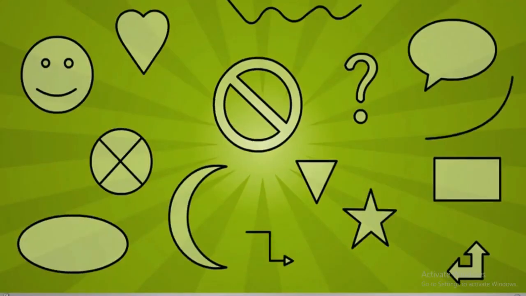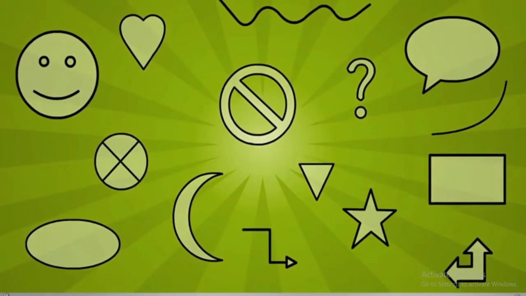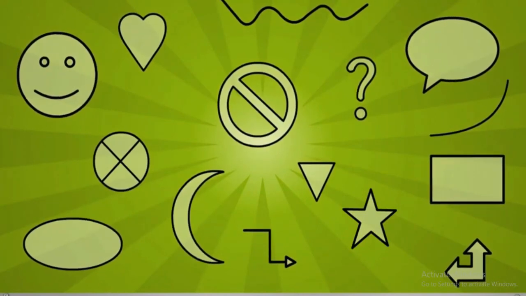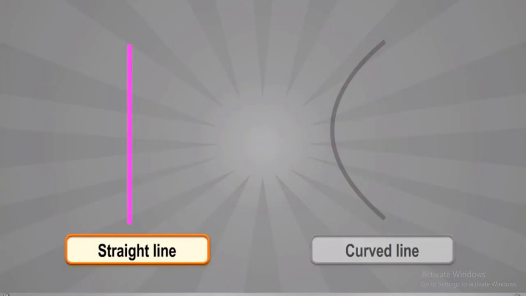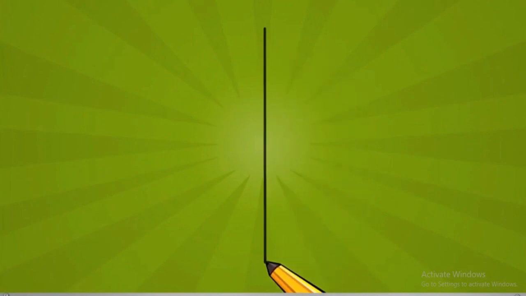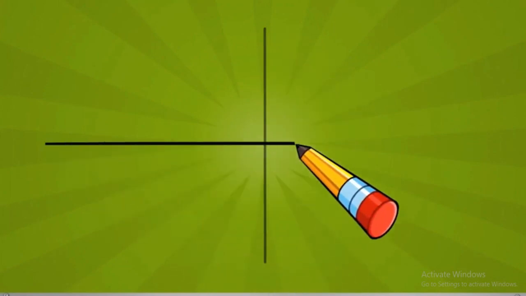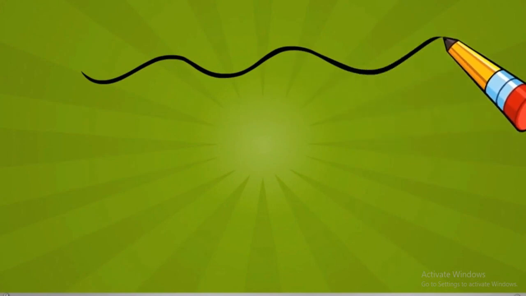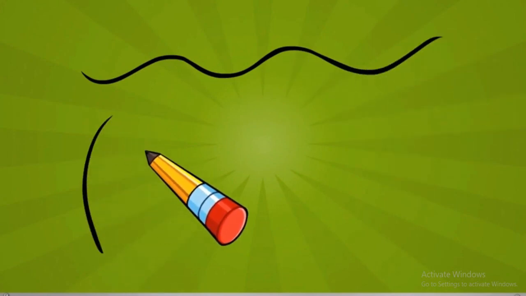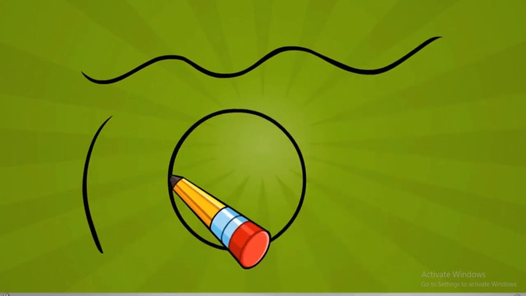All shapes are made of lines. Lines can be straight or curved. This is a straight line, and this is a curved line. Straight lines go up and down, side to side and across each other. Curved lines go zigzag. Here, there, everywhere.